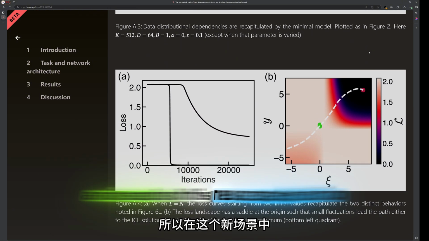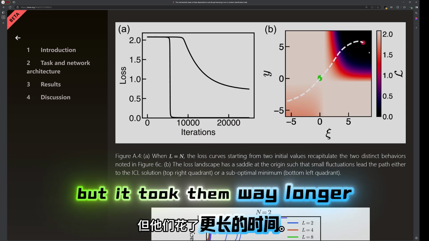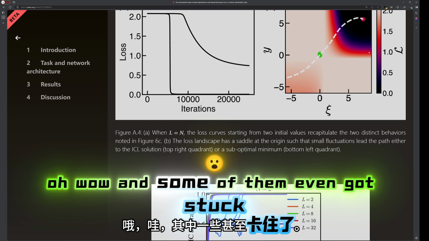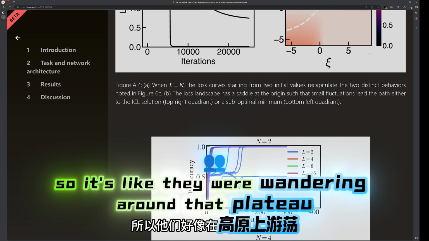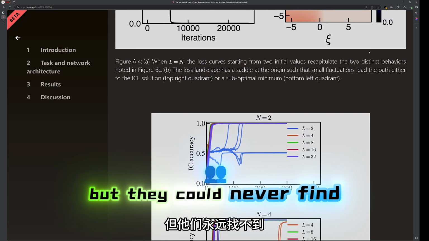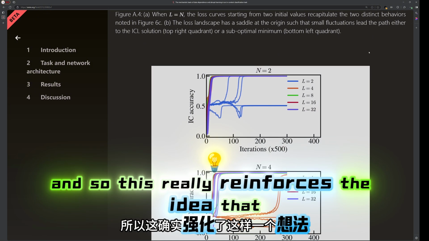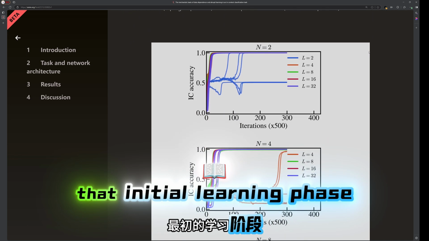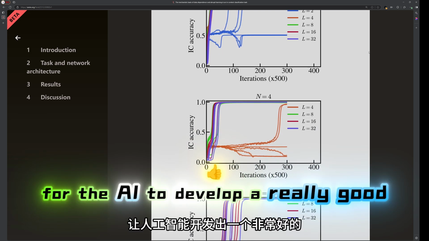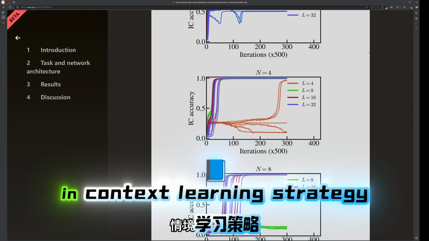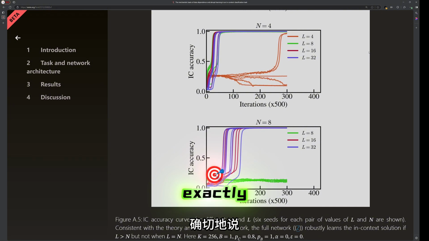Right. And so in this new scenario, some of the models did still manage to learn the task, but it took them way longer. And some of them even got stuck in a less than ideal solution. Interesting. So it's like they were wandering around that plateau, but they could never find the cliff edge to jump down from. Wow. And so this really reinforces the idea that that initial learning phase, even though it seems inefficient, might actually be really important for the AI to develop a really good in-context learning strategy. So those early fumbles are actually setting it up for success later on. Exactly. That's really cool.